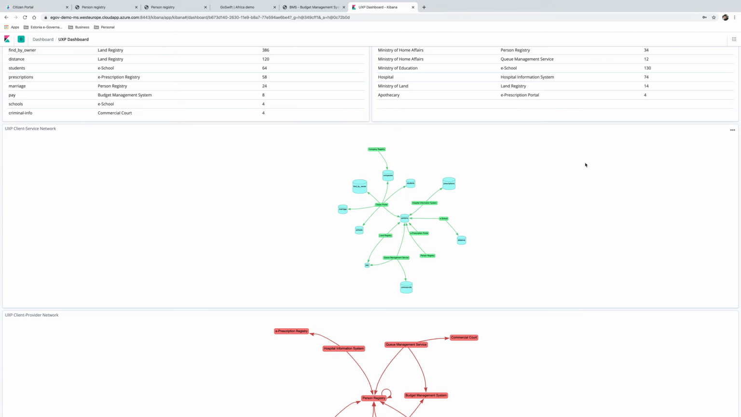In the registration of a birth and naming the baby, data is exchanged between the Population Registry, Citizen Portal, and Marriage Registry. Below, we can see the different registries and systems exchanging information. We see the Land Registry, Person Registry, Citizen Portal, and others. These views enable us to understand the true interoperability between the different systems and services.